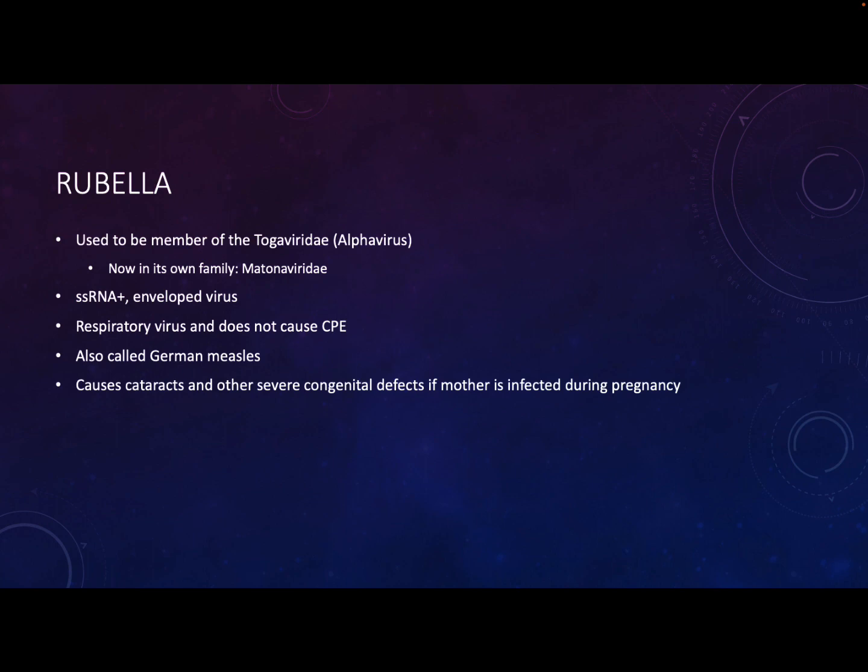It's transmitted via respiratory droplets, and it doesn't really cause a lot of CPE. So a lot of the effects that we see from rubella are because of the immune response, not because of direct tissue damage. Sometimes they call it German measles. It does sometimes look a little bit similar to measles, but not as severe.